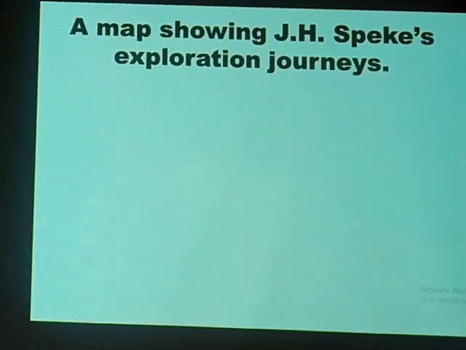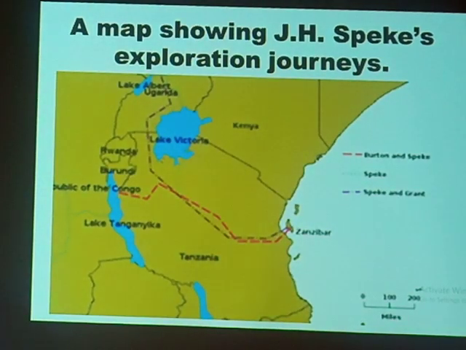No, let's first see a map. A map showing John Speke's exploration journeys. Remember, I said there were 2 journeys. Let's look at that map. I hope we can see that red line. The red line over there is indicating his first journey. So we shall discover that in the first journey, he actually guessed right that another lake up there was the source of River Nile, but not this lake here.